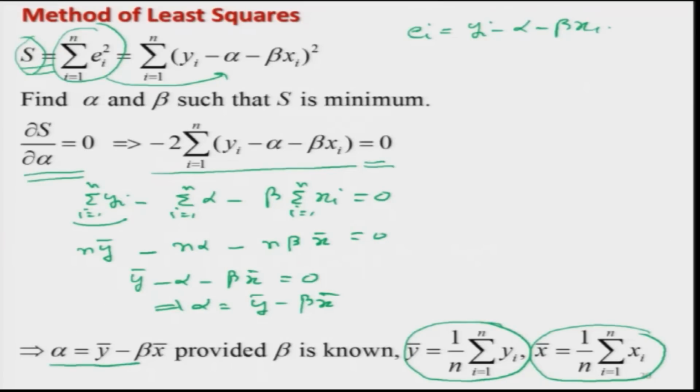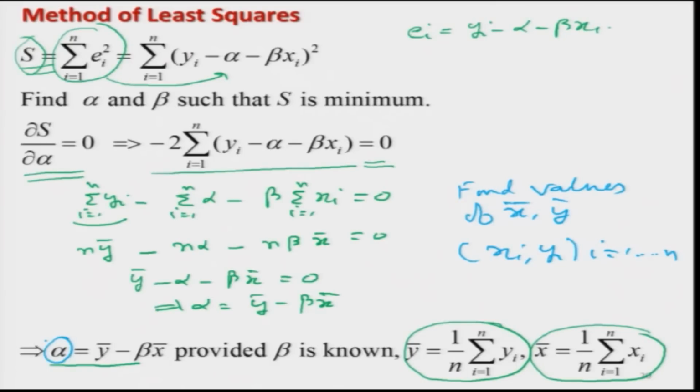So, now on the basis of the given set of data I can find the values of x bar and y bar, because we have observations xi and yi, with i going from 1 to n. So, this value of alpha is going to be known to us if beta is known. y bar is known from the sample data, x bar is also known from the sample data, and beta is unknown. So, my next objective is how to find this beta.